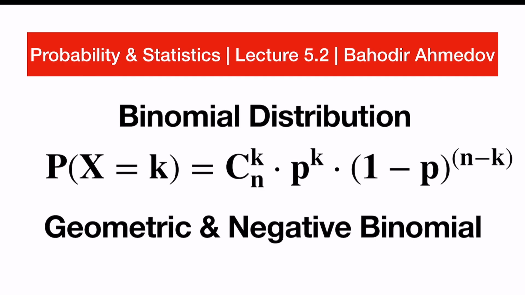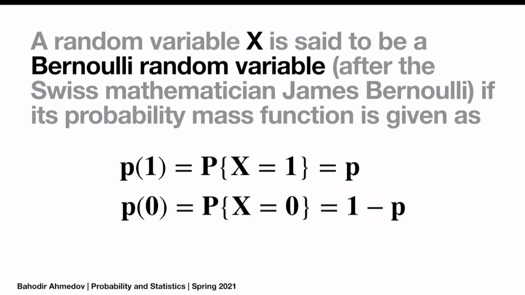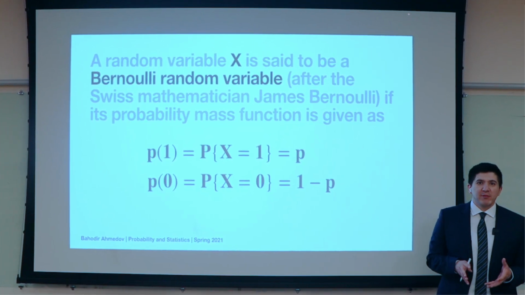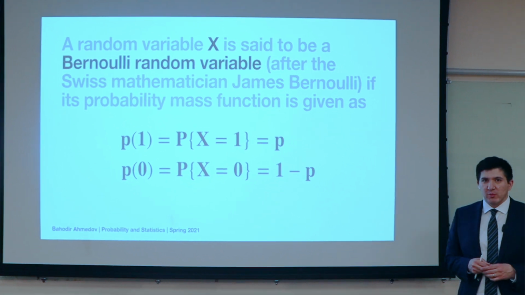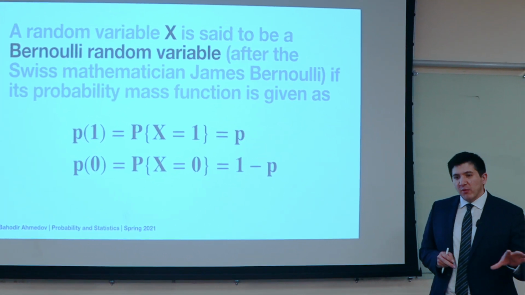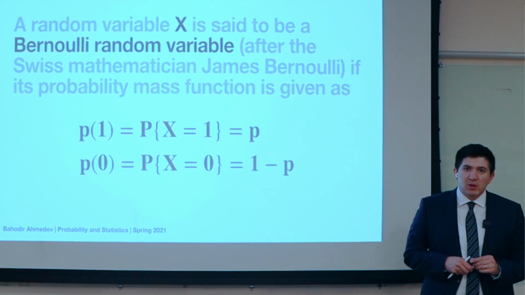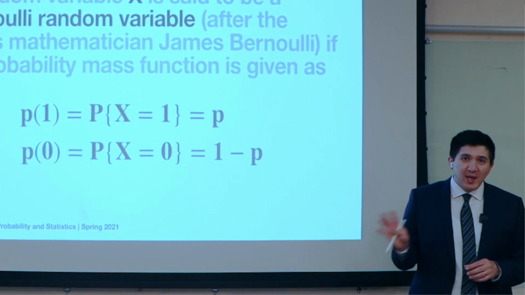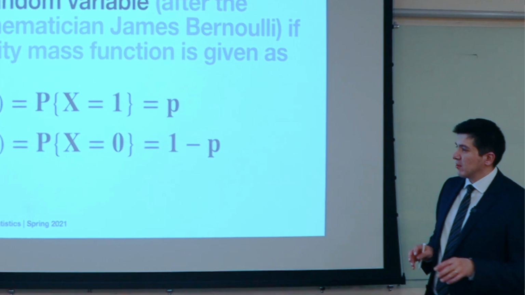So let me remind you first of all, what is the Bernoulli trial? Any random variable which takes two outputs is called a Bernoulli random variable. Please note that there are many random variables which are Bernoulli random variables. So far the example we've considered was the coin. When you toss the coin, you can have two outputs, either heads or tails, right?